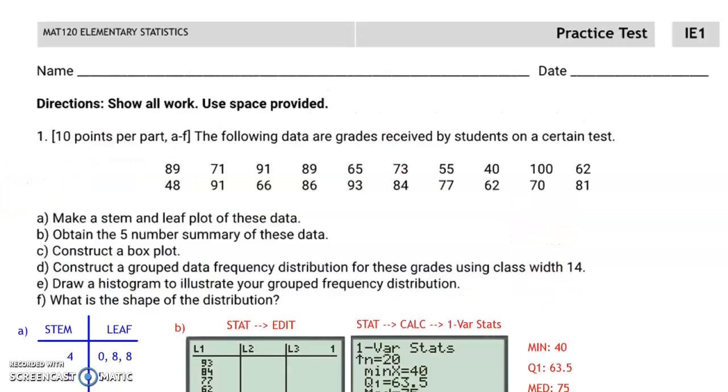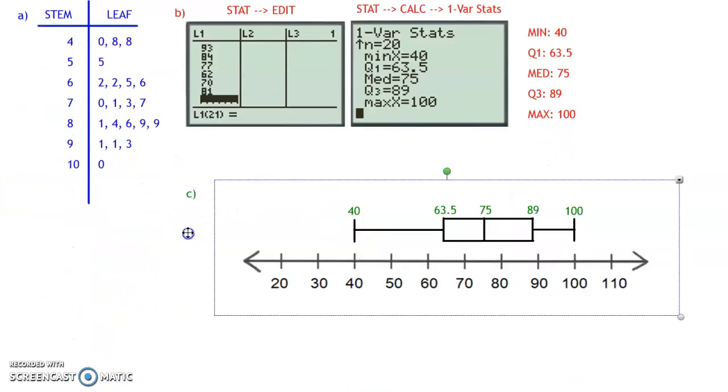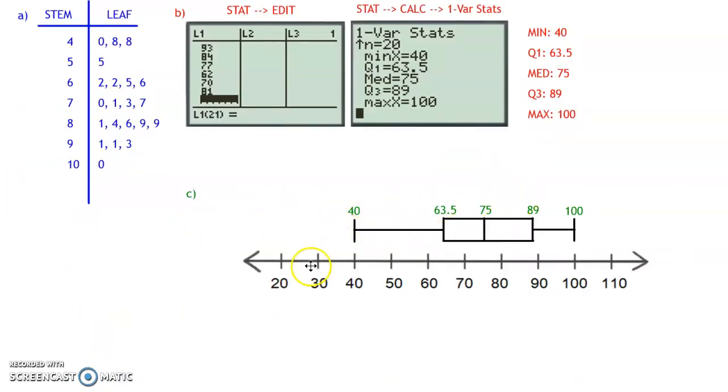And I will show that to you right now. Here's the box plot. The first step in drawing a box plot is not to draw the box. It's not to draw the whiskers. It's to draw a number line. This number line has to be evenly spaced.